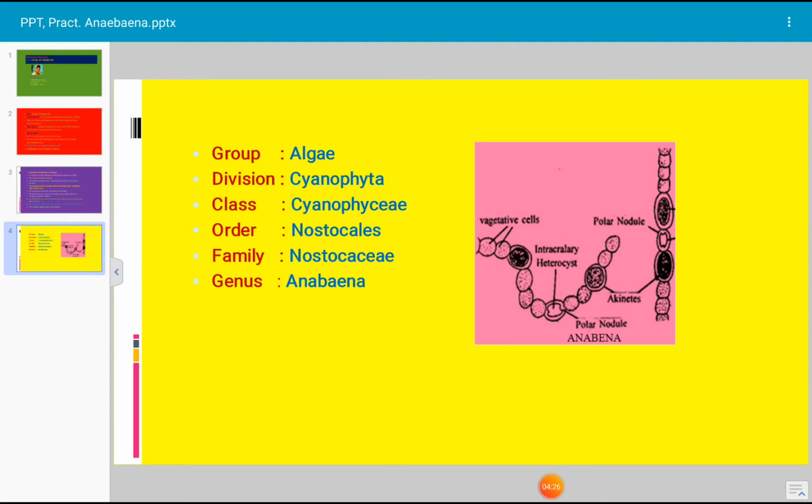And this is the classification: group Algae, division Cyanophyta, class Cyanophyceae, order Nostocales, family Nostocaceae, genus Anabaena. This Anabaena is economically very important. In several countries, in India and outside, it has been grown on a large scale as a biofertilizer because it helps in fixation of nitrogen.